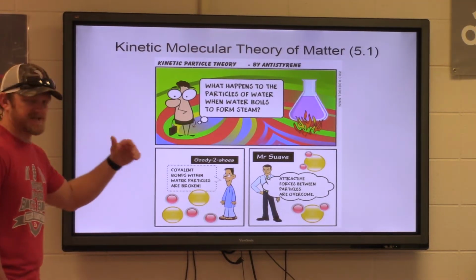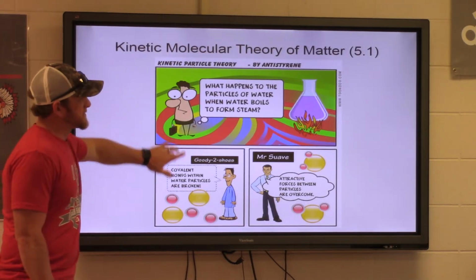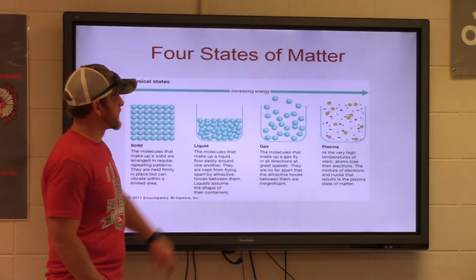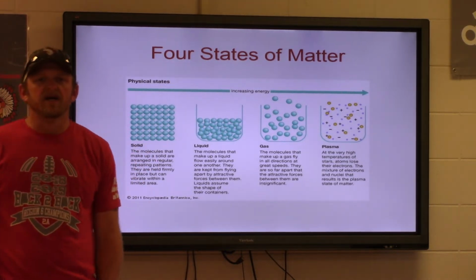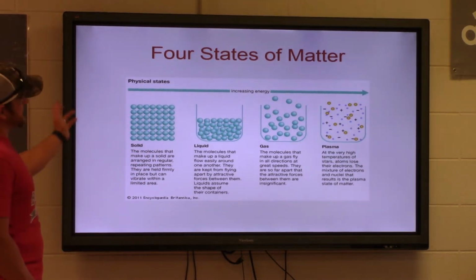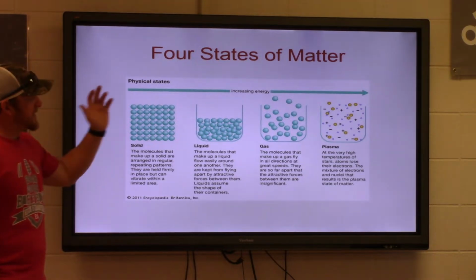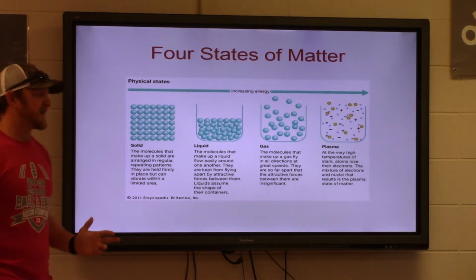Now, kinetic molecular theory, so let's just jump right into it. Kinetic molecular theory of matter, section 5.1. We're talking about the four states of matter: solid, liquid, gas, and plasma. With the kinetic molecular theory, we know how these things work. We've talked about these in class previously.